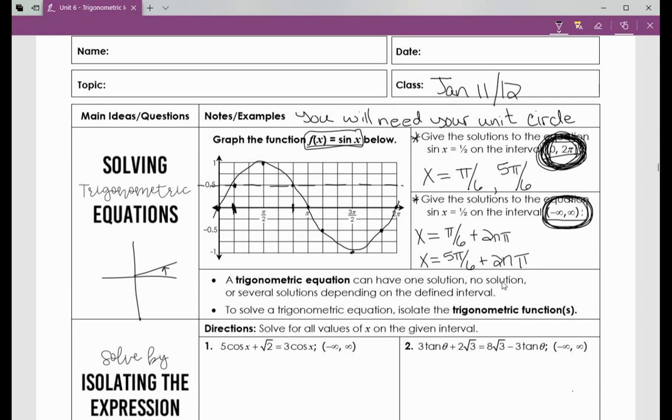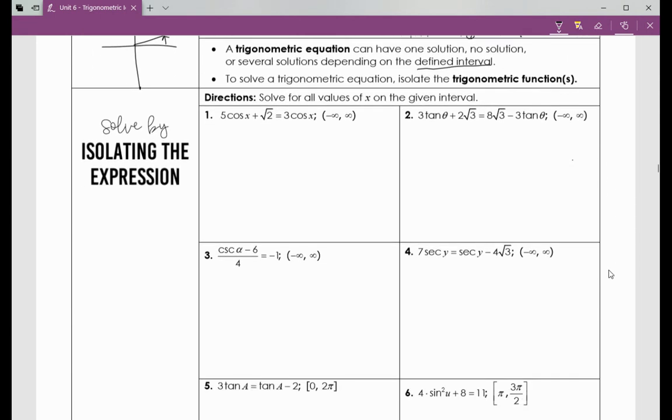Okay. Now, the two bullets in the box below the graph: a trig function or a trig equation can have one solution, no solution, or several solutions depending on the defined interval. To solve a trig equation, isolate the trig functions. So the first few examples, that's exactly what we're going to do. We're going to isolate the trig functions, consider the intervals that they give us, and then come up with our final answers.